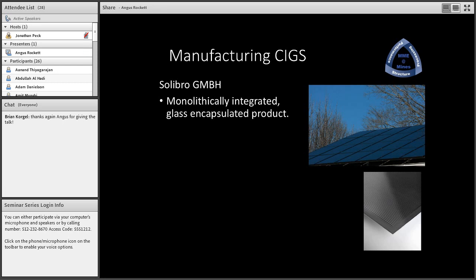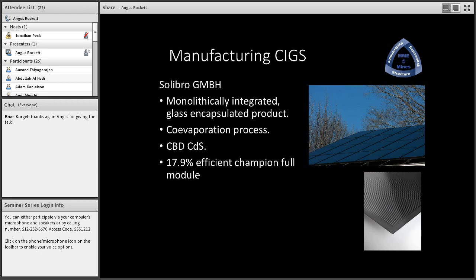Solibro is a Swedish company, now owned by a Chinese company. They use a monolithically integrated glass encapsulated product. Looks very nice as far as I'm concerned, very uniform black color. It's a co-evaporation based process that they use, so they've succeeded in scaling up co-evaporation to quite large substrates, and they get beautiful uniformity. They're really nice uniform looking performances.